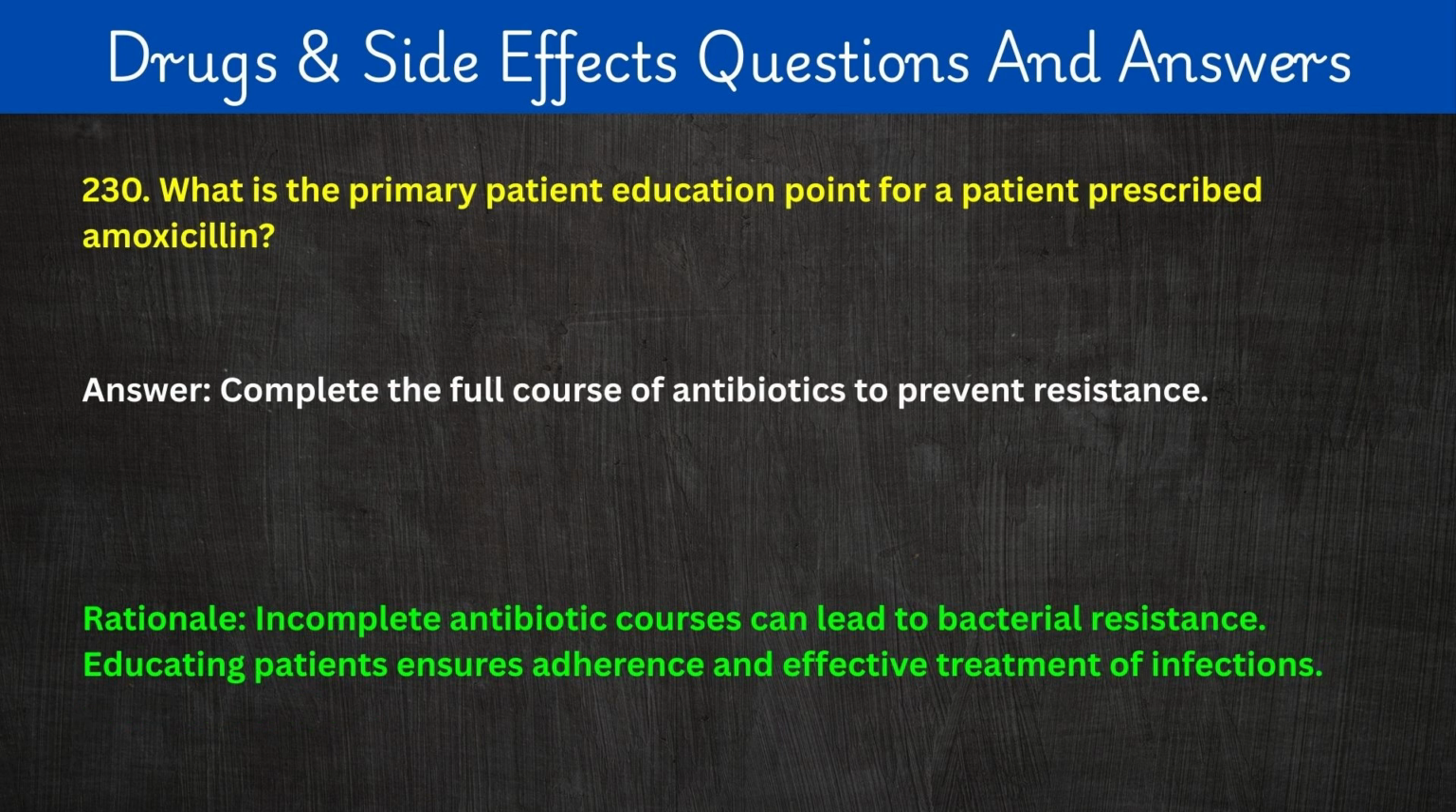230. What is the primary patient education point for a patient prescribed amoxicillin? Answer: complete the full course of antibiotics to prevent resistance. Rationale: incomplete antibiotic courses can lead to bacterial resistance. Educating patients ensures adherence and effective treatment of infections.